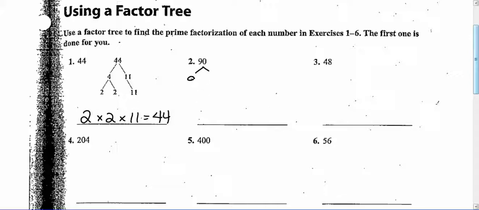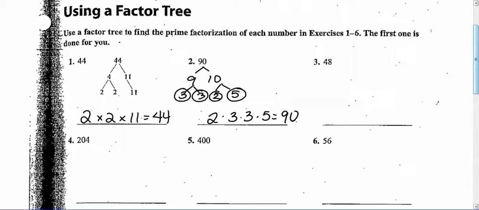So 9 times 10 would break down into 3 times 3, both prime. You can't touch those, right? 10 is also composite, so we are going to break that down into 2 times 5, both of which are prime numbers. The key to doing this also is putting them in order from least to greatest. So 2 times 3 times 3 times 5 equals 90. Another way you could have written this, if you want to get fancy, is 2 times 3 squared times 5 equals 90. Are there any questions on that?